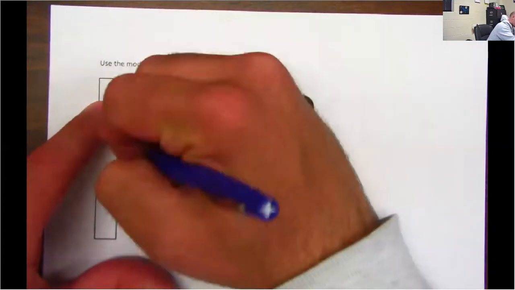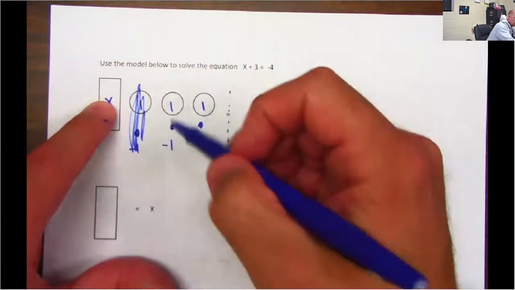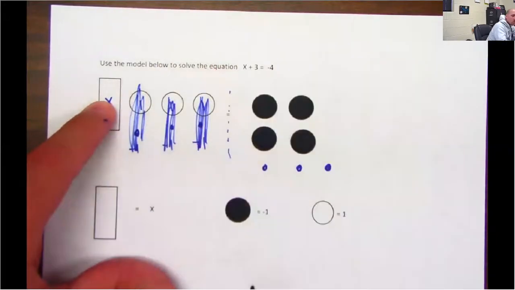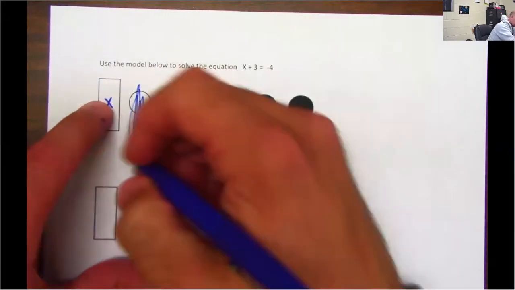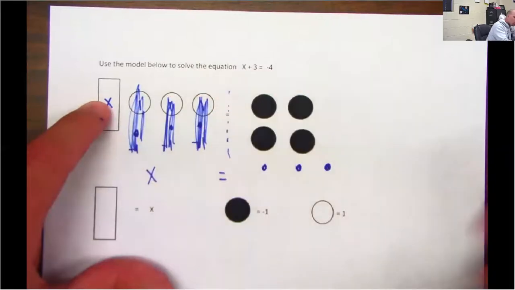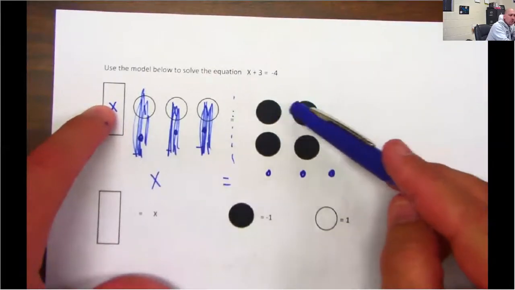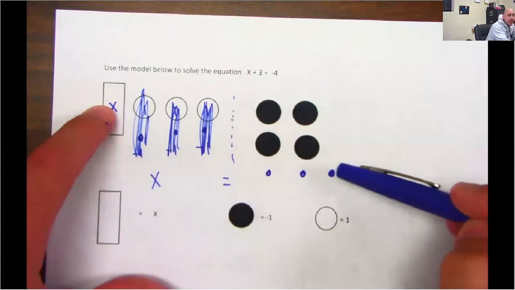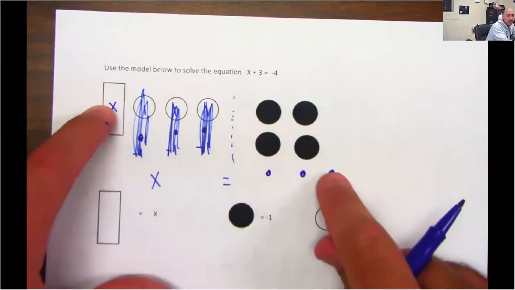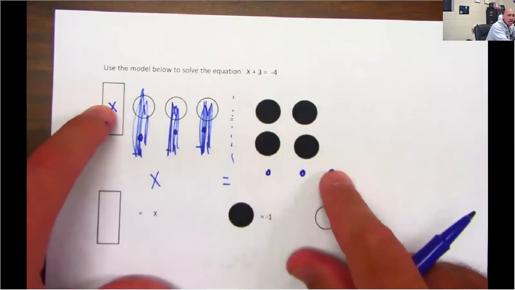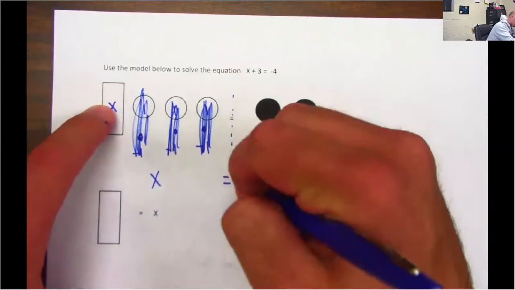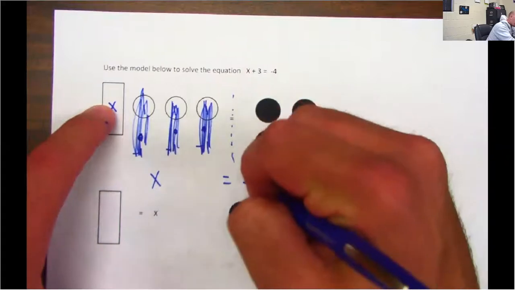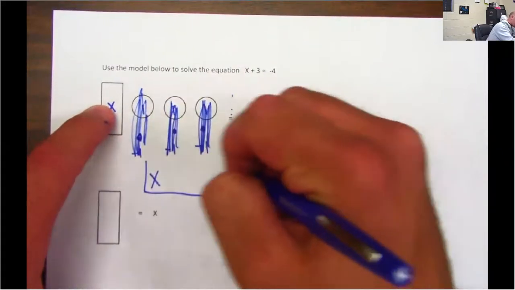1 take away 1 is gone, zeroes out. Again, zeroes out and zeroes out. What am I left with? An x equals. But notice here I got 1, 2, 3, 4, 5, 6, 7 black dots. Y'all are going to say those are blue. Well, imagine it's black. So guys, the black dots represent a negative. And how many do I have? 1, 2, 3, 4, 5, 6, 7. The answer should be -7.